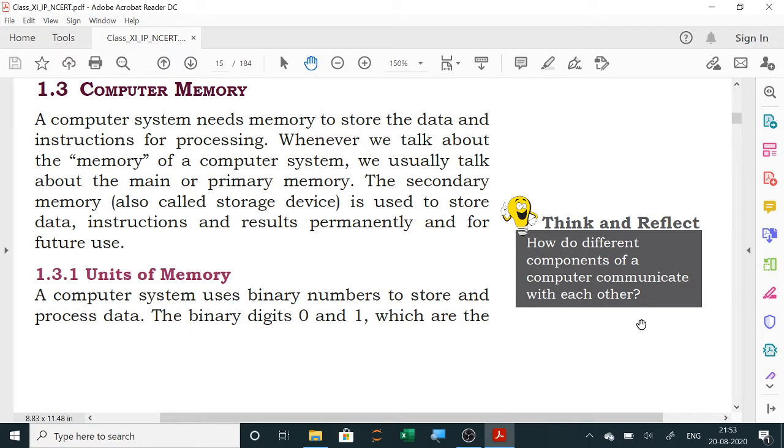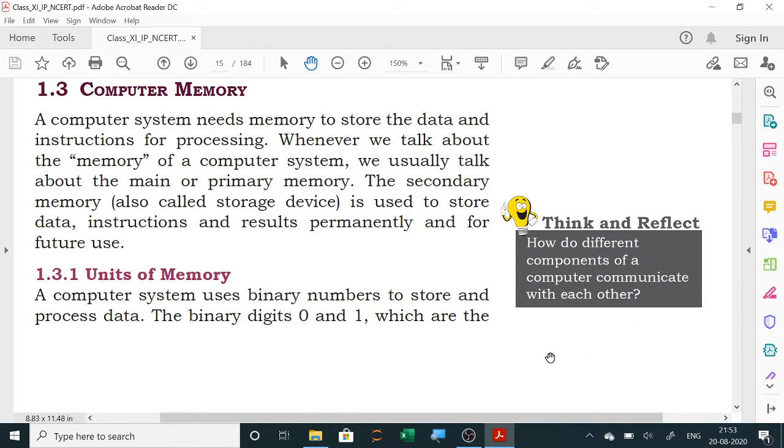Now, units of memory. When you go to buy computers or mobiles in the market, you will see it written that RAM is this much, 4 MB, 8 MB, then you will see the hard disk is 16 TB. Now, what are all these things? These are the units of memory.